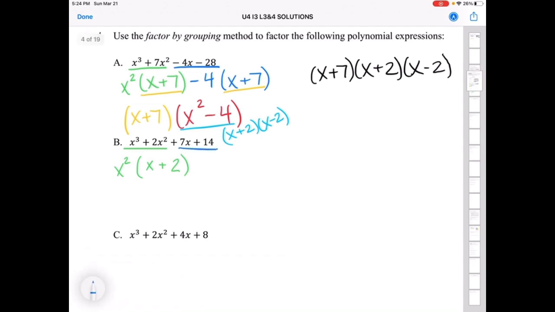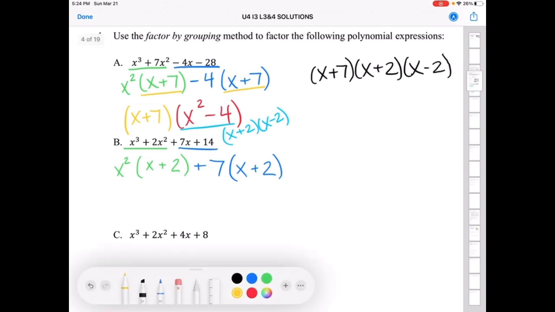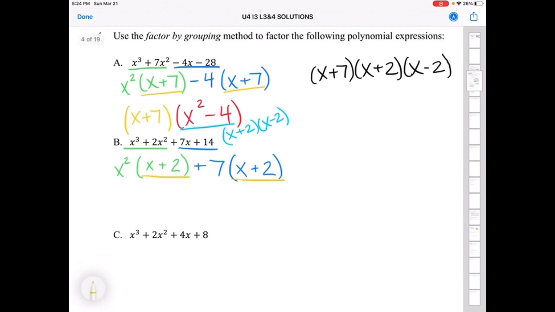Then in blue, I'm going to factor out a 7. 7 times x will give me that 7x. 7 times 2 will give me that 14. So I have x plus 2 that both of them share, so I can factor out x plus 2. And I'm left with x squared plus 7, which I cannot further factor. And that is my complete factorized form.